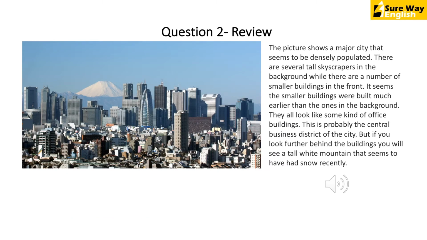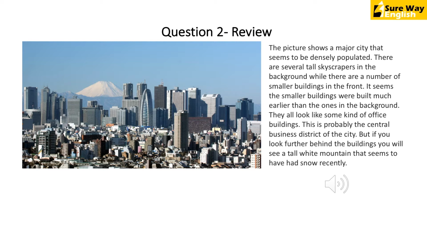Here you are. The picture shows a major city that seems to be densely populated. There are several tall skyscrapers in the background, while there are a number of smaller buildings in the front. It seems the smaller buildings were built much earlier than the ones in the background. They all look like some kind of office buildings. This is probably the central business district of the city. But if you look further behind the buildings, you will see a tall white mountain that seems to have had snow recently.